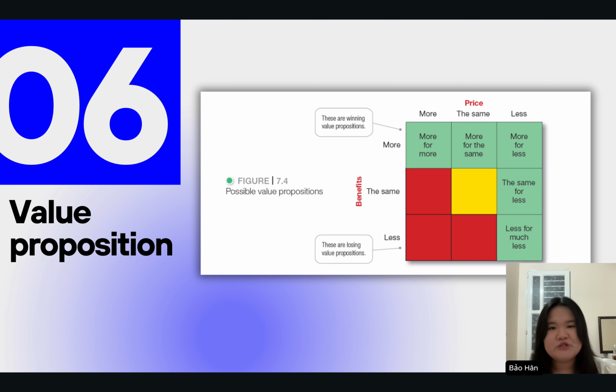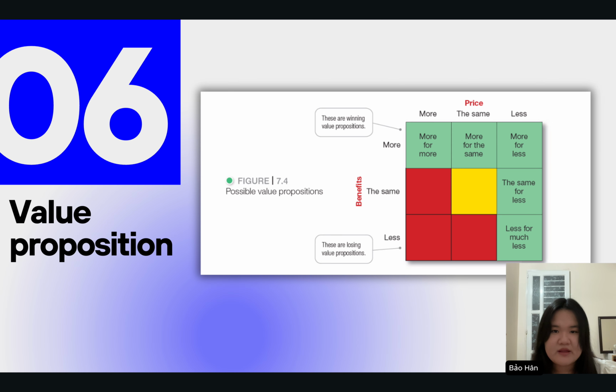More for more is the strategy of providing the most upscale products and charging a higher price to cover the higher cost. In contrast, more for the same means a company can attack a competitor's value proposition by positioning its brand as offering more for the same price. The same for less means offering many of the same brands as a department store, but at a deep discount based on lower-cost operations and superior purchasing power.